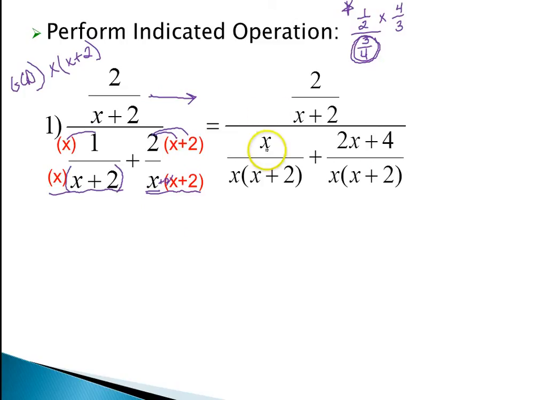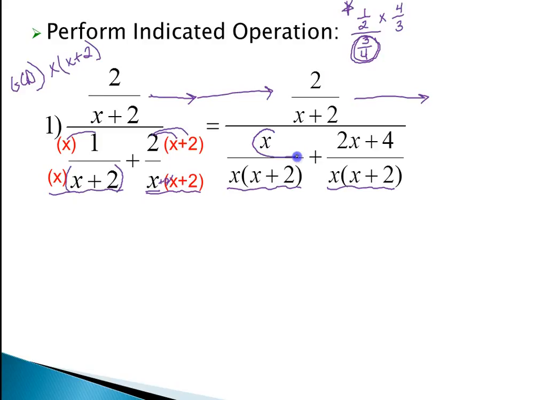Okay? Again, I haven't touched the top yet. The top is simplified. There's nothing I can do with that. Okay, so the top is still just going to stay. I'm not doing anything with that right now. I need to keep simplifying this bottom as much as I can. So the denominators are now the same, so now I can combine these.